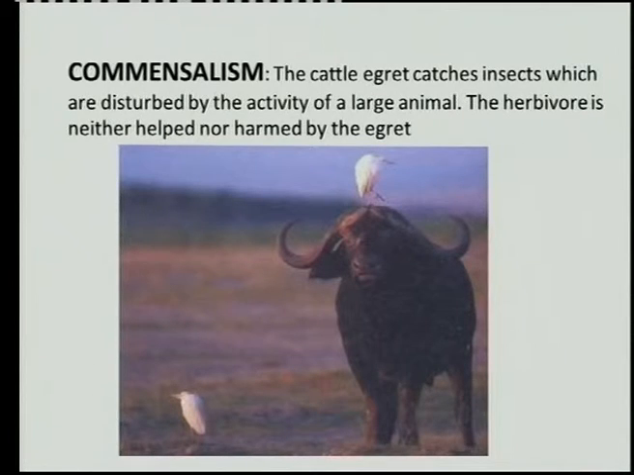And there you can see, as the buffalo moves along, the insects are disturbed, and this activity causes the egret to get the insects as food. They don't harm the buffalo, so they are being advantaged. And the buffalo is not being disadvantaged or advantaged in the process. Yeah, the buffalo couldn't care less if there's a cattle egret or not.